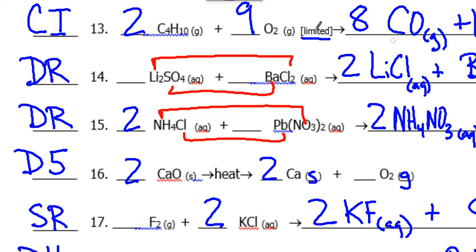But with a limited supply of oxygen, the products change just slightly. We make carbon monoxide and water. After we write down the two products, we still have to balance the reaction and then do the states of matter.